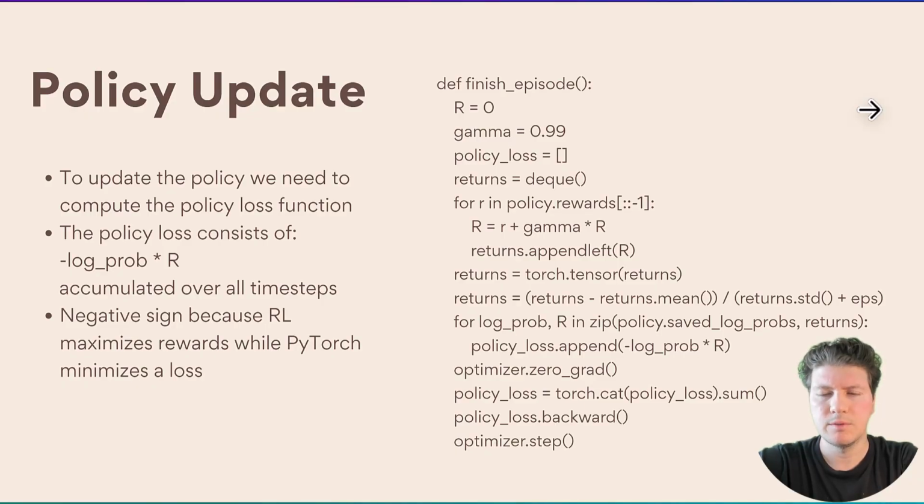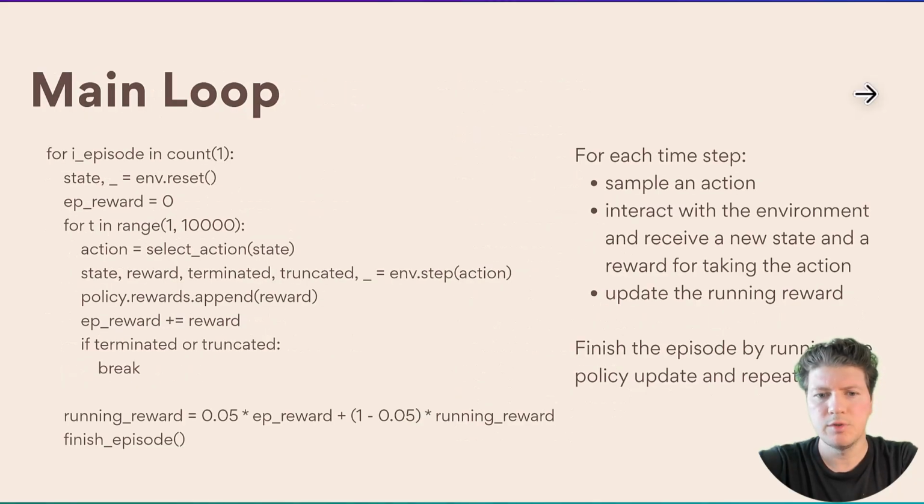Finally, let's put together the different pieces we just looked at into the main loop. For each time step inside an episode, we sample an action, interact with an environment, and receive a new state and the reward for taking the action, and then update the running reward. Finally, we call finish episode function that computes the policy update, and we repeat this process.